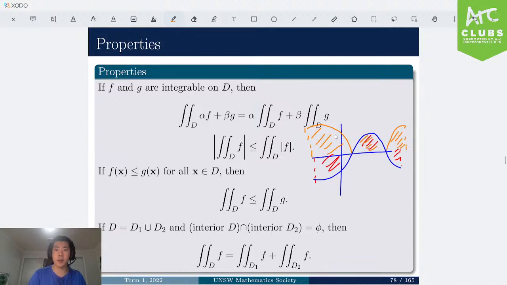Right. So obviously the orange area is going to be greater than the red area because the red area has negative areas before you take the absolute value. Okay. And finally, if we can split the region into a union of two other regions, then the integral of f would just be the integral of f over each region individually, added up together. Okay.